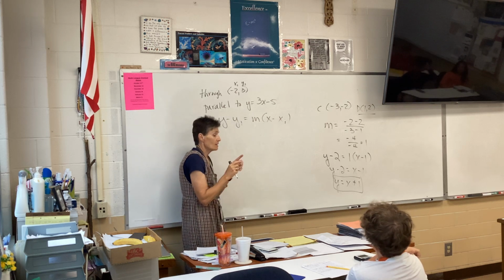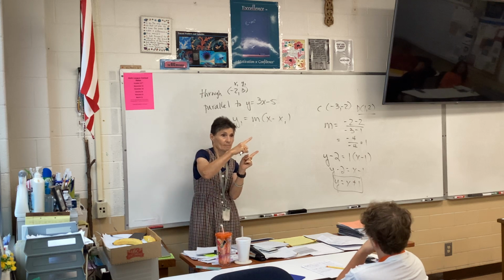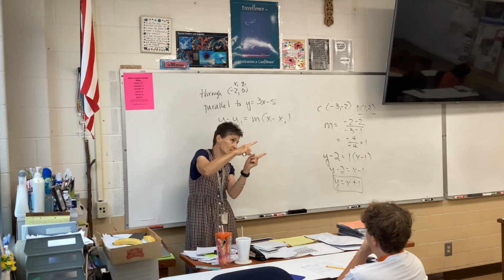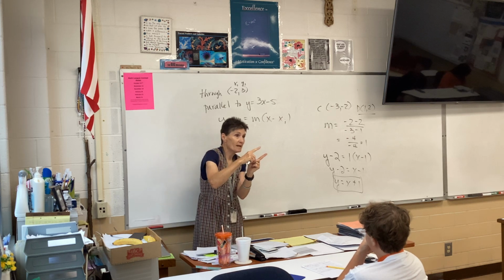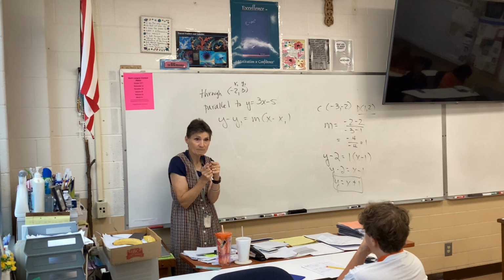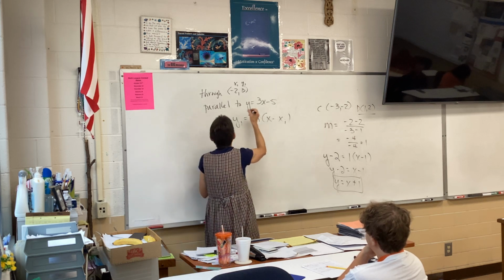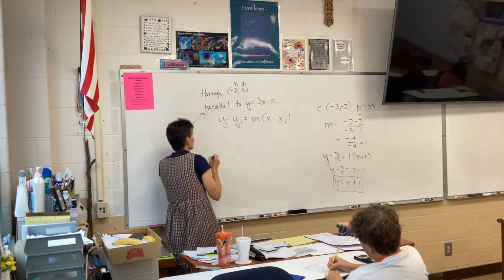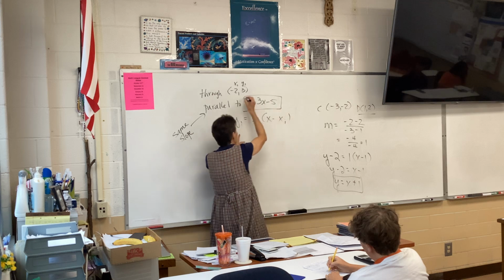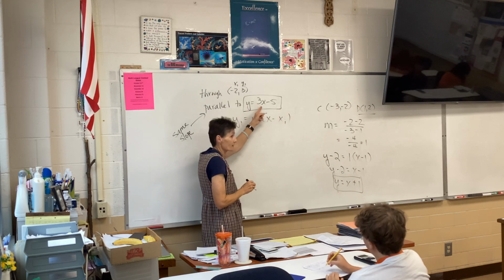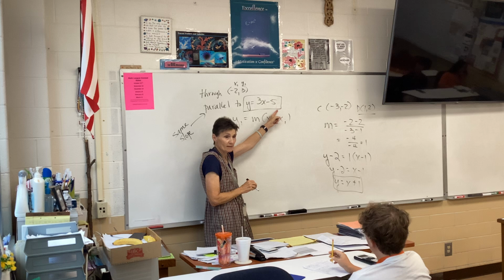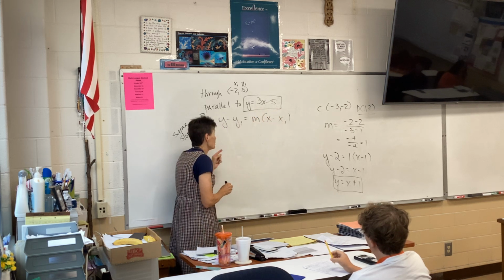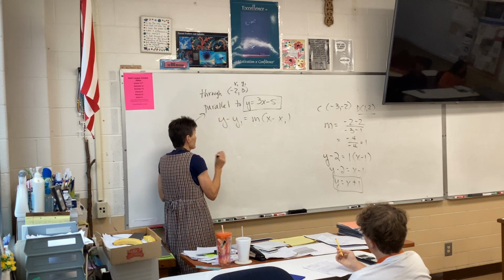Yeah, because you guys know what parallel means, right? What can you tell me about the slope of this line and the slope of this line? They're the same. If lines are parallel, they have the same slope. So this means same slope. And Luke says, this equation right here that they gave me is y equals mx plus b. So the slope is 3.